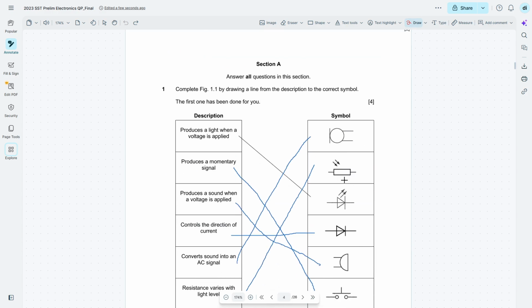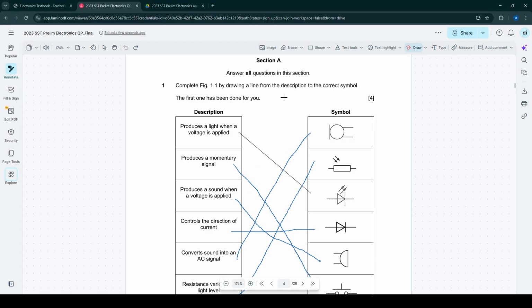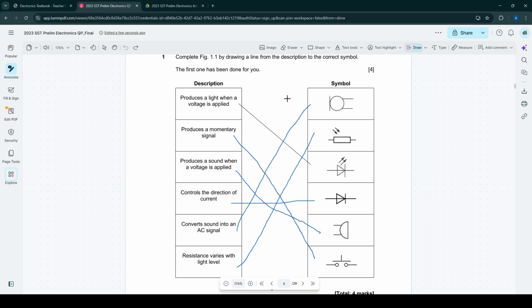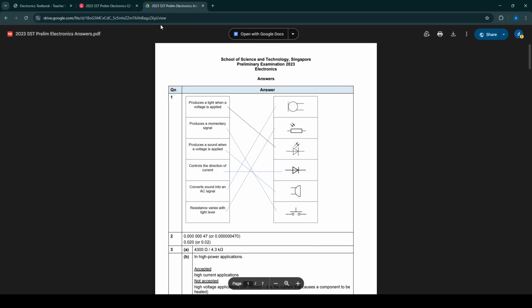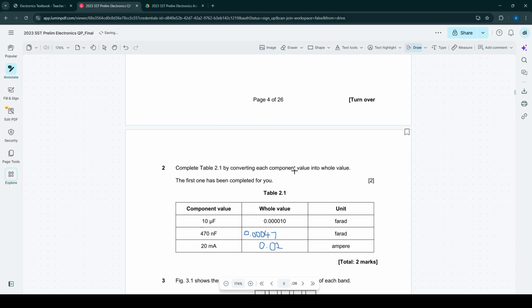Alright. Okay. Complete figure 1.1 by drawing a line from the description to the correct symbol. Okay, I'm not gonna full screen, because in the previous video I actually did not have an answer key, but this time I do, so I may refer to this sometimes. Okay, so this is 4 marks. Momentary signal. Okay, I'm not gonna talk a lot about this because it's pretty easy. Yeah, you get 4 marks for that.